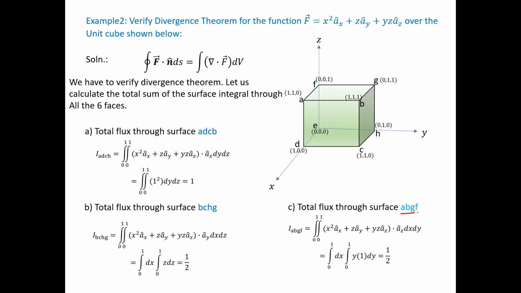In the third face, ABGF, for this case you can see the value of z is equal to 1. The outward normal is in the az direction, taking the dot with az, and its differential area will be dx into dy. Az taking the dot with az direction only, then the value of z will be 1, and on simple integration it will be 1 by 2.